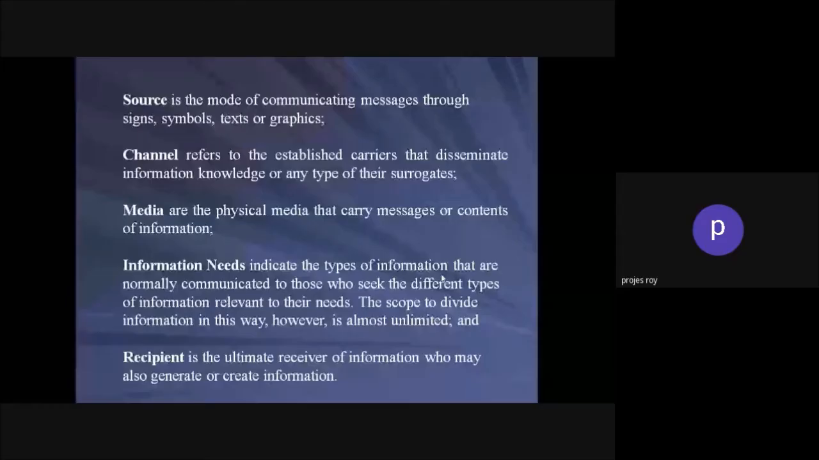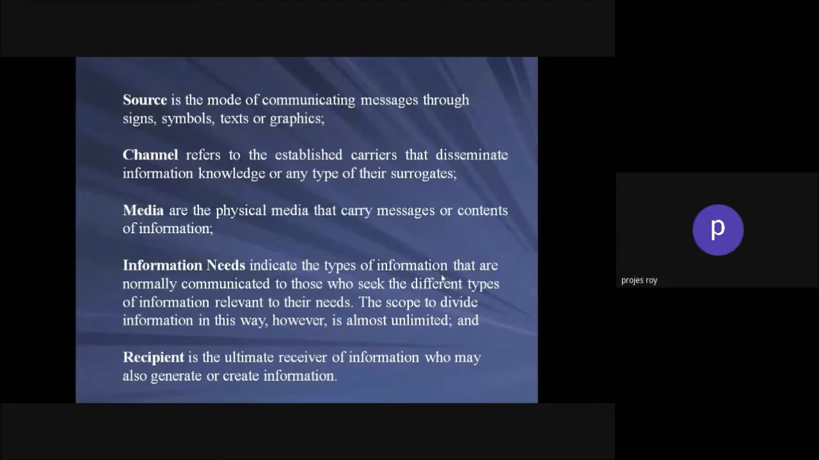Now, information needs indicate the type of information that is normally communicated to those who seek different types of information relevant to their need. The scope to divide information in this way, however, is almost unlimited, and the recipient is the ultimate receiver of information who may also generate or create information. So these five channels are important.